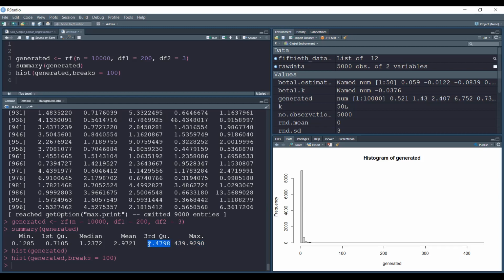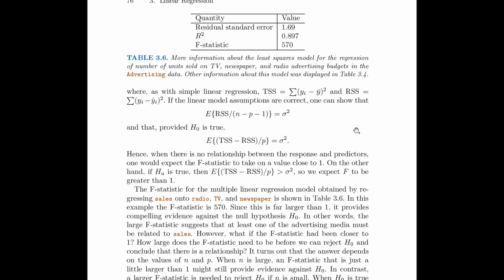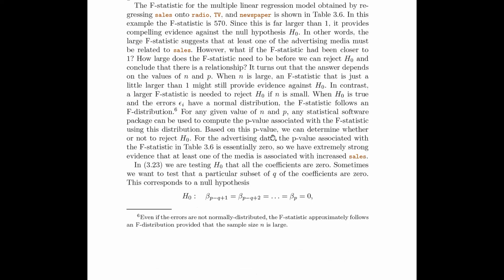They're definitely up to 75% of the generated data values are less than or equal to 2.4798. So we can say with some confidence that this 570 is a really high value. It's really unlikely that the 570 is just generated by random chance. So we reject the null hypothesis.